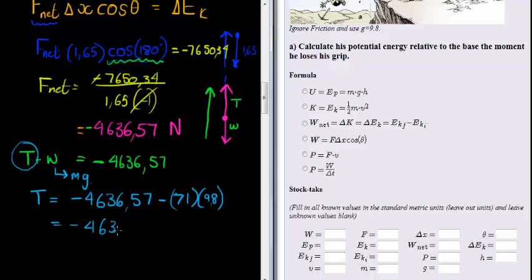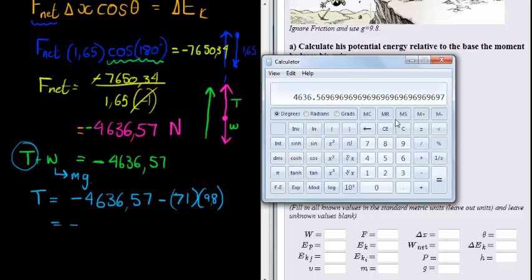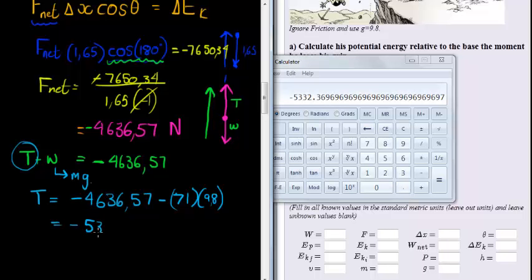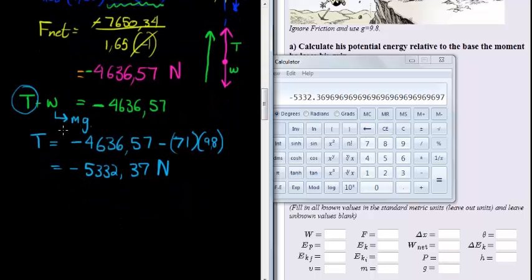And then what do we get? Negative 4,636.57, let's just use our calculator to do it. That must have a negative value. And then we subtract 71 times 9.8. And we get negative 5,332.37 newtons. This is the force acting on the man, and we can see it's negative, so it's upwards. So that is the force that the rope is exerting.